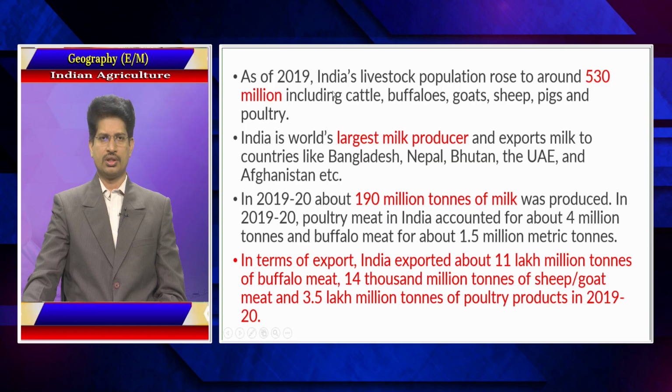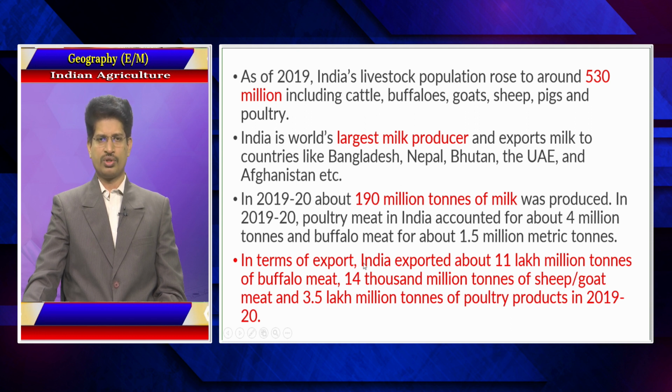In 2019, India's livestock population rose to around 530 million, including cattle, buffalo. So all the cattle constitutes 550 million, might be a question. India is the largest milk producer and exports milk to neighboring countries like Bangladesh, Nepal, Bhutan, UAE and Afghanistan. In 2019-20, 190 million tons of milk was produced.